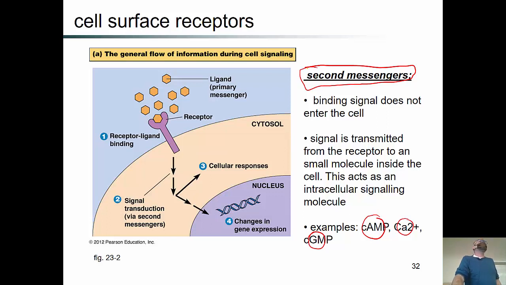Questions so far? It's important to note here that in the classic system, the cell signal is received outside of the cell, but the signal does not itself move into the cell. So we're not transporting those little orange hexagons into the cytosol and having them do their thing. They're binding the receptor, and the receptor mediates the change.